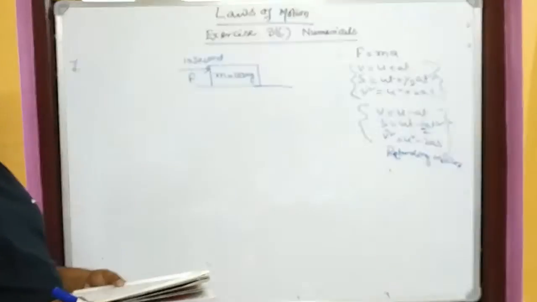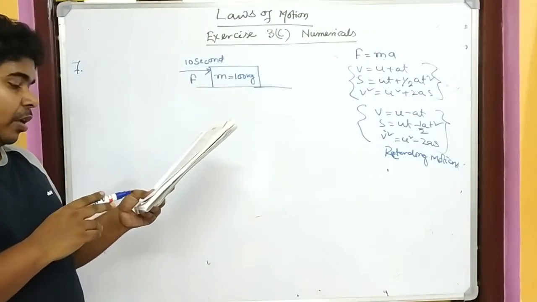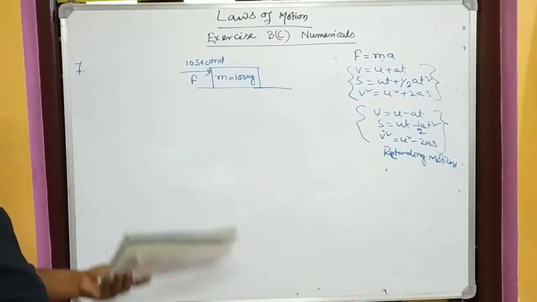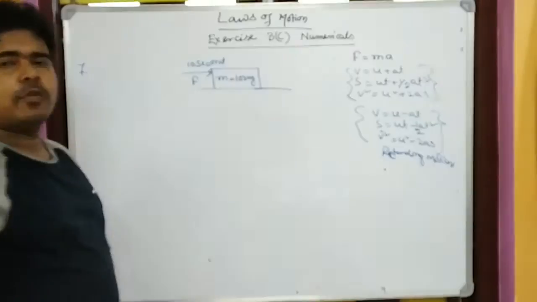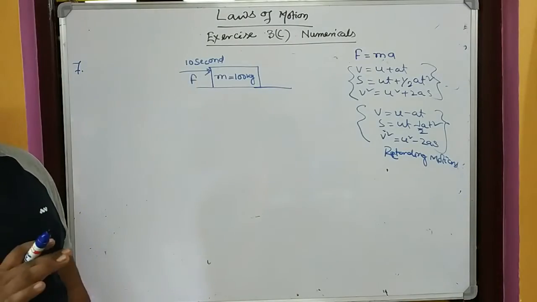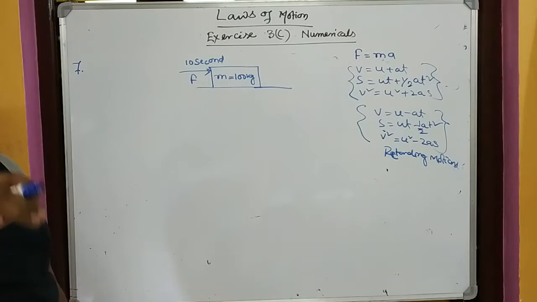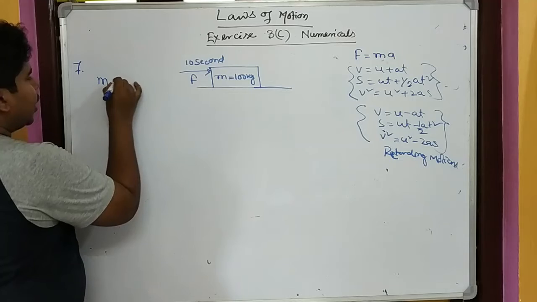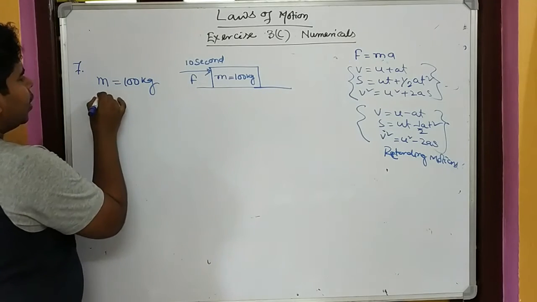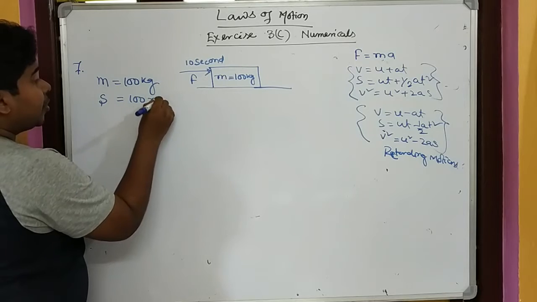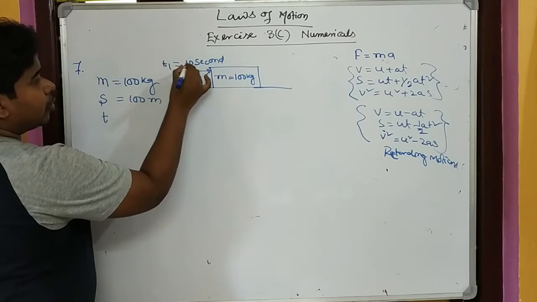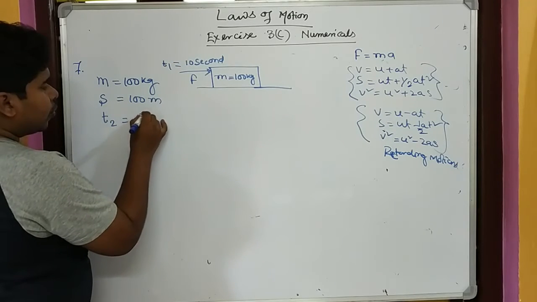When the force is applied, there is no motion, and after which the force ceases to act, the body moves a distance of 100 meters in the next 5 seconds. So when the force is applied for 10 seconds, the body is not displaced. It is displaced when the force ceases, then it moves 100 meters in 5 seconds. So mass M = 100 kg, displacement S = 100 meters, T1, the time the force is applied, equals 10 seconds, and T2 equals 5 seconds.